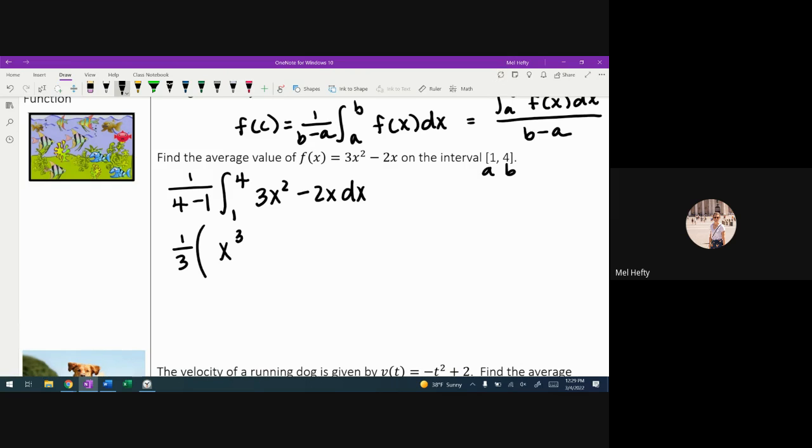All right, add 1 to new power. Divide by new power. 3 divided by 3 is 1. How about 2x? Add 1 to new power, divide by new power. Done. What's the notation to say, hey, I took the antiderivative, but I didn't plug in my bounds yet?